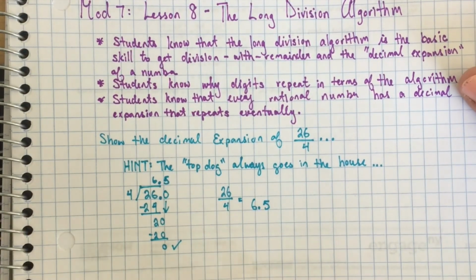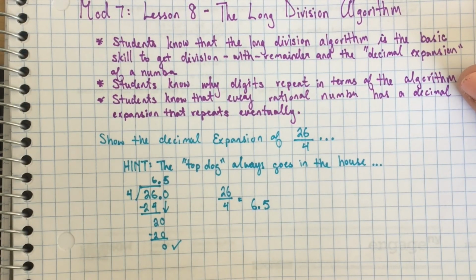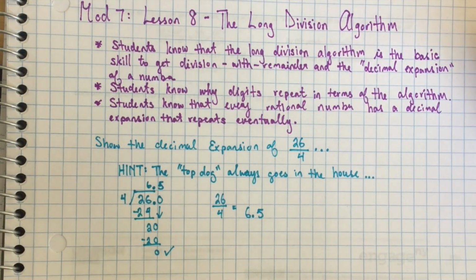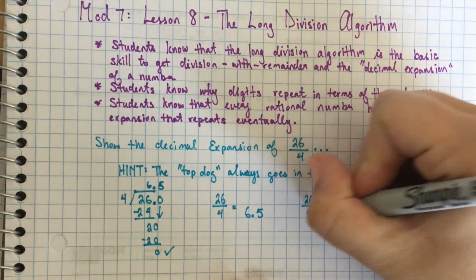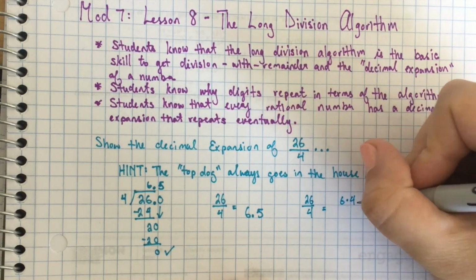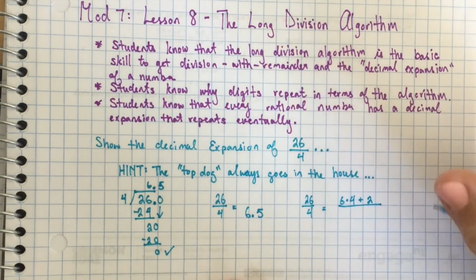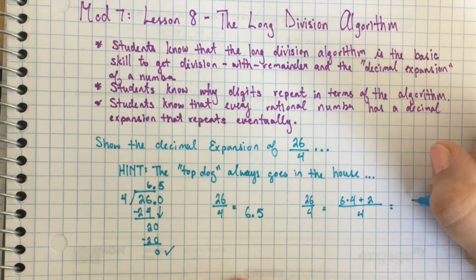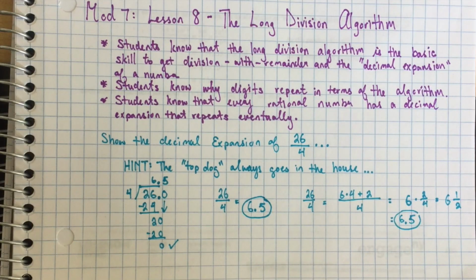I can also do this using distributive property. So instead of just doing my long division, or in addition to doing my long division so that I can double check my answer, I can do 26 over 4 is the same as 6 times 4 plus 2 over 4. Now those 4 values cancel out. I get 6 plus 2 over 4, or 6 1/2.